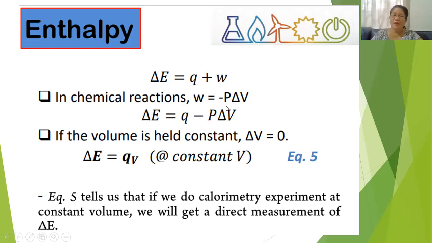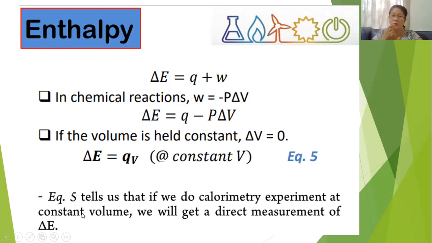So substitute this with your W, with your work. Therefore, our internal energy is equal to Q minus P, pressure, multiplied by the change in volume. So if the volume is held constant, what will happen? Of course, your change in volume is equal to zero. This equation 5 will only be used if and when your volume is constant. Finally, we have internal energy is equal to the heat at constant volume. The QV there is the heat at constant volume.